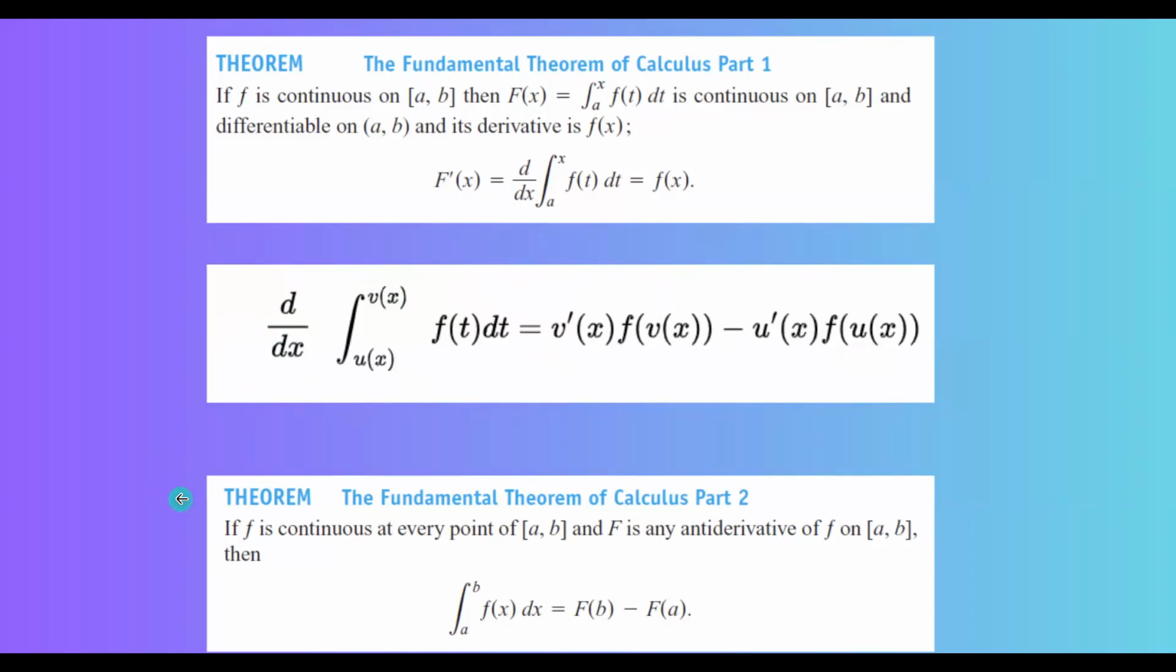And finally, the fundamental theorem of calculus part 2 says if you have a continuous function at any point of closed interval [a, b], and capital F is the antiderivative of f on [a, b], then the definite integral from a to b of f of x dx is capital F evaluated at the upper bound minus capital F, the antiderivative, at the lower bound.